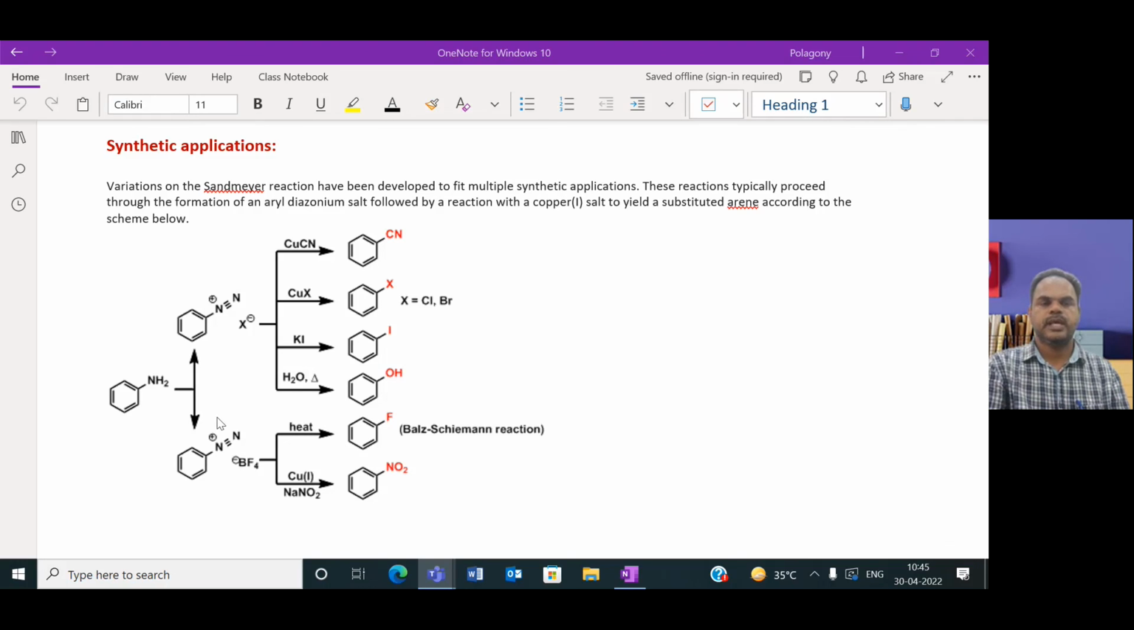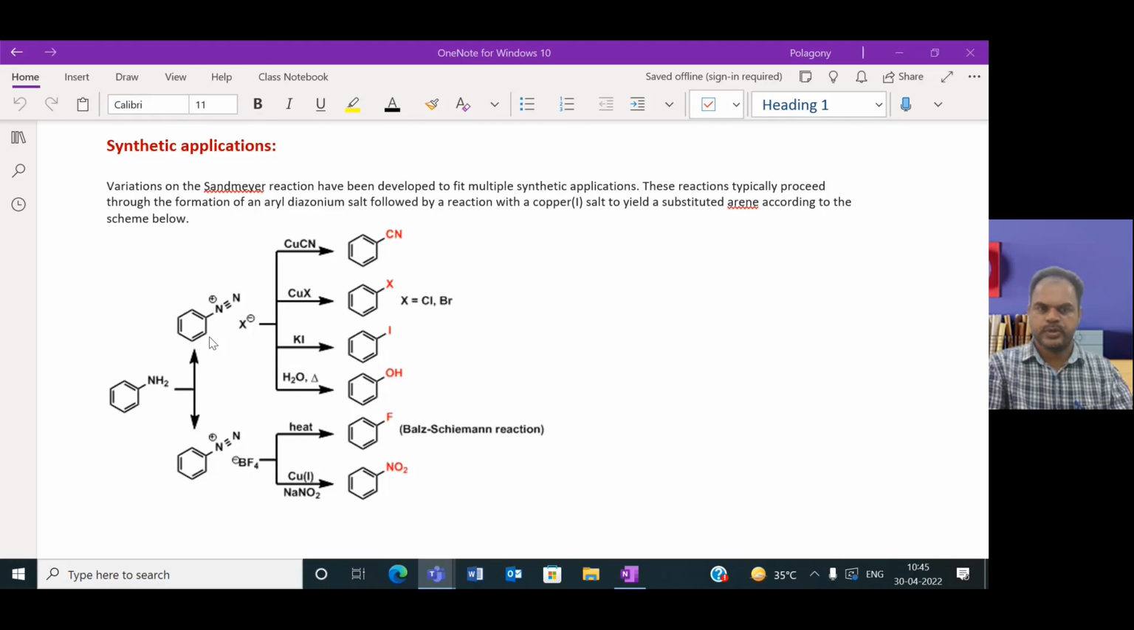And when diazonium chloride is treated with sodium nitrite in the presence of cuprous salts, we get nitrobenzene. So a variety of products we can prepare from the diazonium chloride when it is treated with different reagents like cuprous cyanide or cuprous chloride, potassium iodide. What we understand from this is that the diazonium group can easily be removed because it is highly unstable above room temperature.